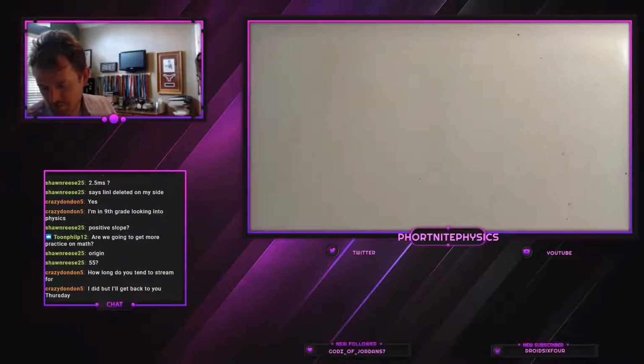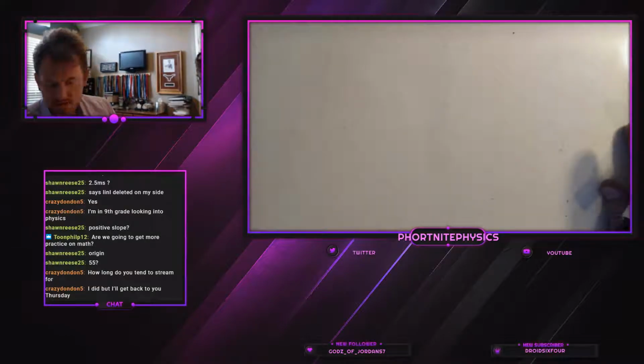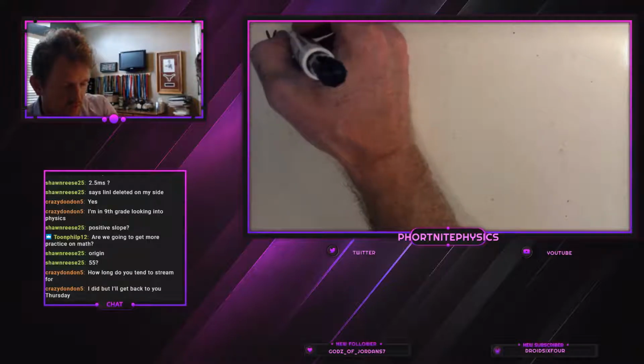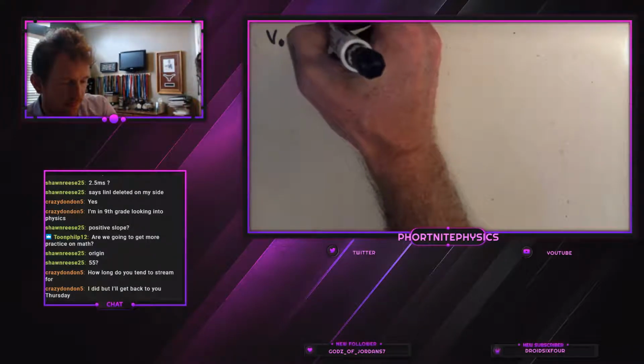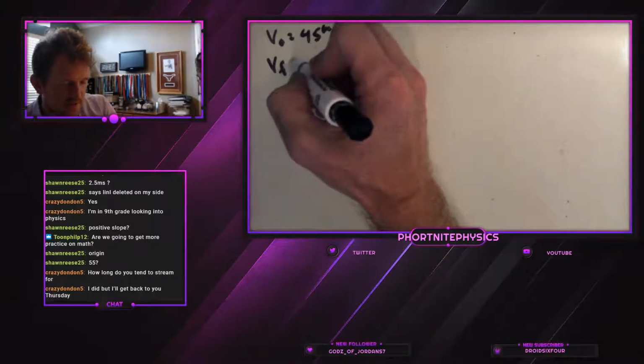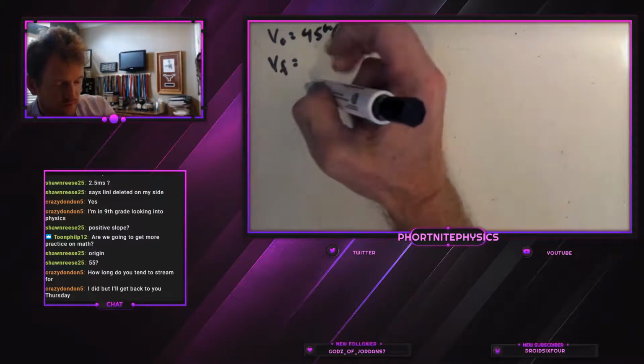So, a ball thrown vertically upward with a velocity of 45 meters per second. Initial velocity, 45 meters per second. Okay, our final velocity at the very top of a throw is always going to be 0.